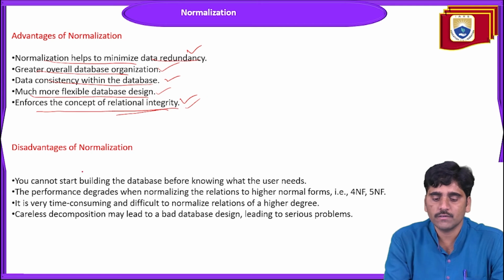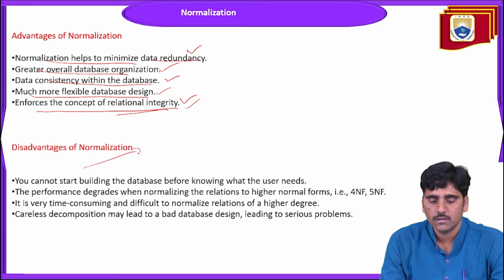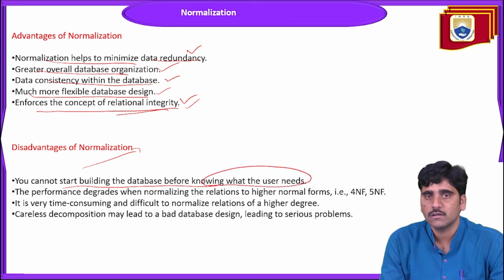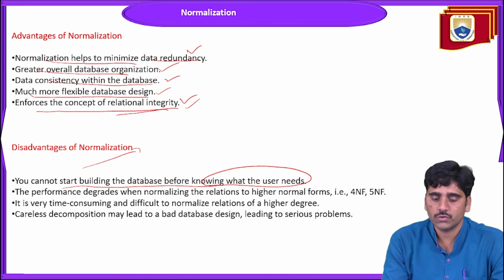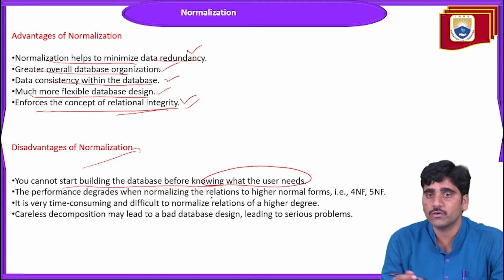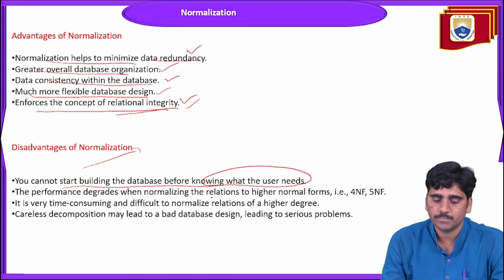And what are the different disadvantages? We cannot start building the database before knowing what the user needs. To do the normalization process, the developer or designer must have knowledge of the different needs of the users. Without knowing the user needs, they are not going to design a good database. So you cannot start building the database before knowing what the user needs.